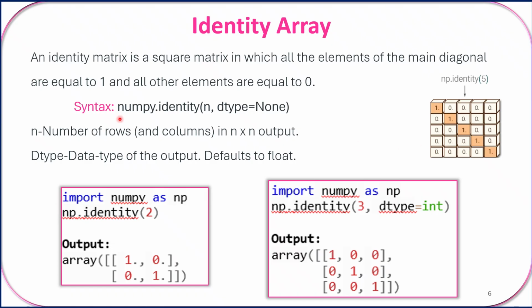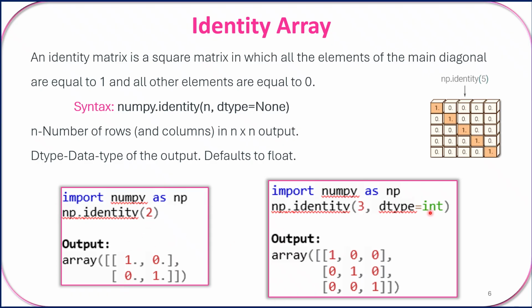The syntax is numpy dot or np dot identity. We have to say the number of values and then the dtype. So it is just 2 rows, 2 columns, since it is a square matrix, so it is 2 cross 2. When you write 2, it is 2 cross 2. Here the diagonal elements alone will be 1 and the remaining will be 0. Instead, if you put 3, it becomes 3 cross 3 like this.